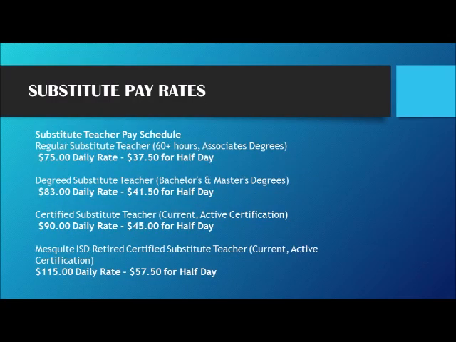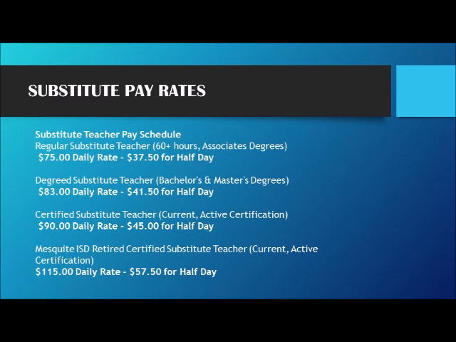Substitute pay rates. Substitute teacher pay schedule. A regular substitute teacher, meaning those with 60-plus college hours or an associate's degree, get paid $75 as a daily rate and $37.50 for a half day. Degreed substitute teachers, meaning those with a bachelor's or master's degree, get paid $83 as a daily rate and $41.50 for a half day. Certified substitute teachers, meaning those with a current active certification, get paid $90 as a daily rate and $45 for a half day.